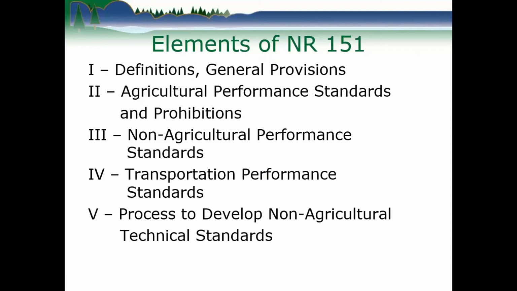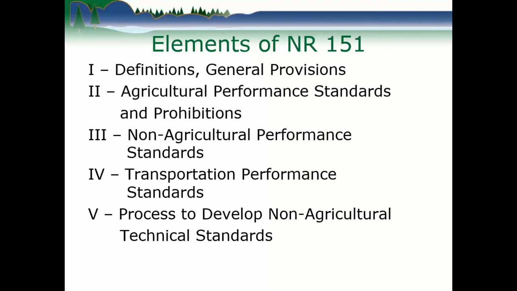So the elements of NR 151: basically this administrative code is structured within 5 different subchapters, and specific to the agricultural performance standards, that would be in subchapter 2, which is the area that I focus on. However, NR 151 is more than just agricultural requirements. There are also performance standards for non-agricultural facilities, construction sites, transportation facilities, and another section that talks about technical standards for non-agricultural runoff issues.